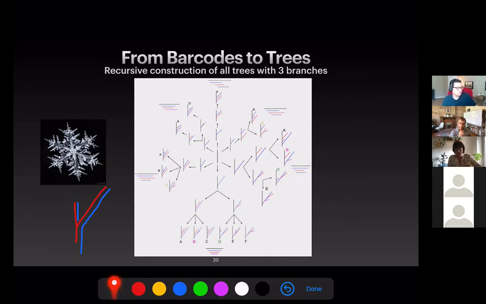And you can do this for all the barcodes. And again, this only depends on the order of the death with respect to the birth. So you can index that by the symmetric group. This is why we have 6 sets of trees here, one for each permutation of the symmetric group on 3 elements, S3. So 6, which is 3 factorial.